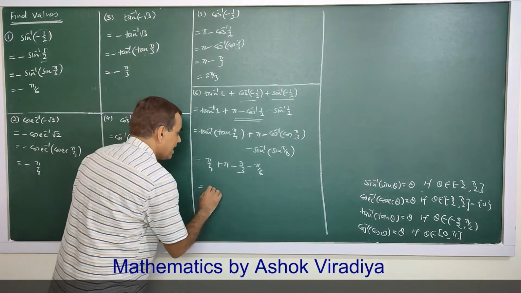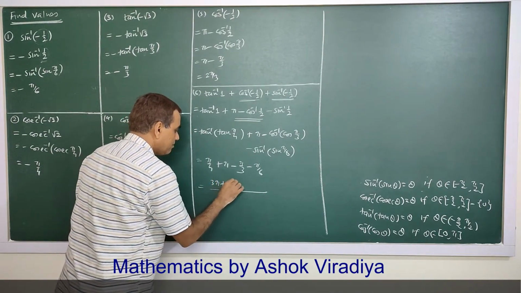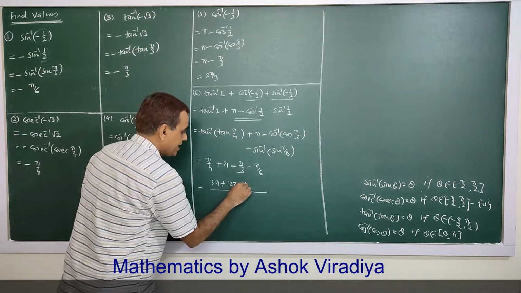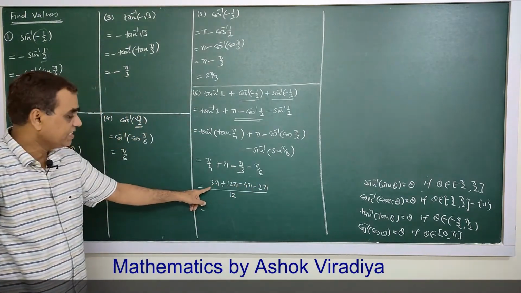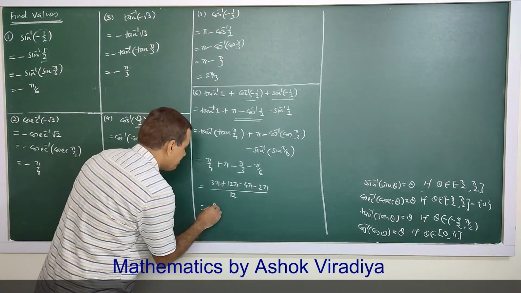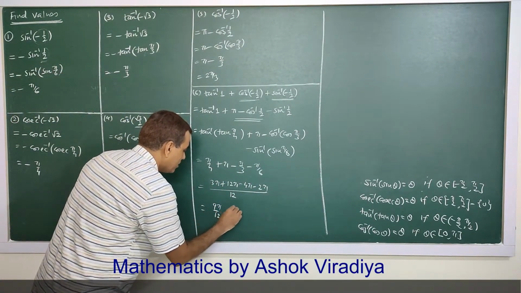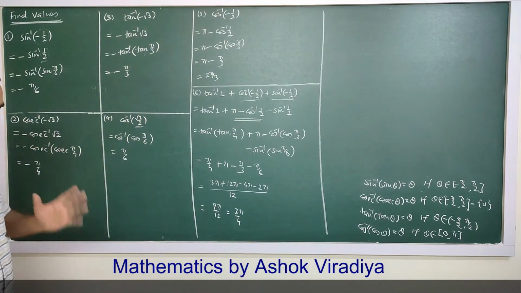So the LCM is 12. So this is 3 pi plus 12 pi minus 4 pi minus 2 pi. So 12 plus 3 is 15, 15 minus 6 is 9, 9 pi by 12. So 3 pi by 4. So that is the required value.